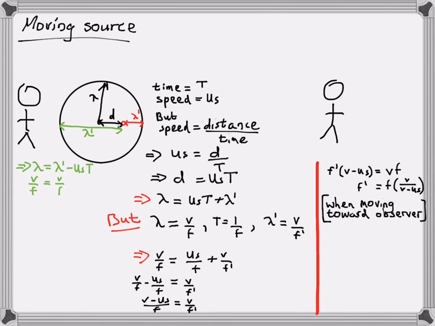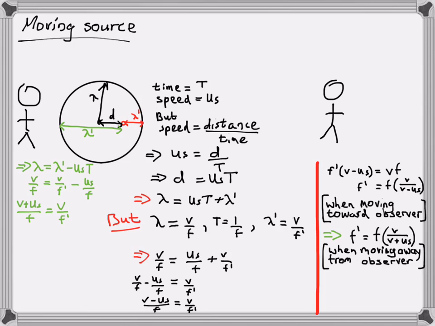And once again, I want to substitute my lambdas for v over f and my lambda prime for v over f prime, because I want to speak about the frequency. And if I do all that and summarize it again so that I get f prime by itself, I can say, therefore, f prime is equal to f times v over v plus us. And that's when the source is moving away from the observer.